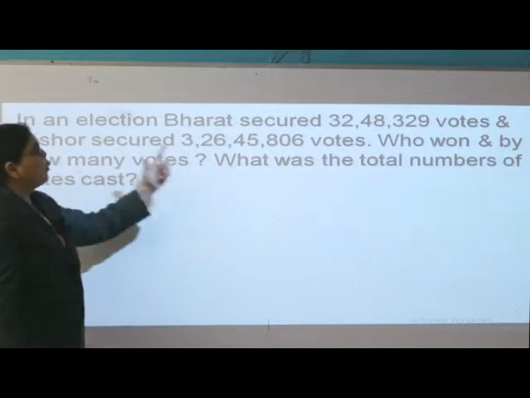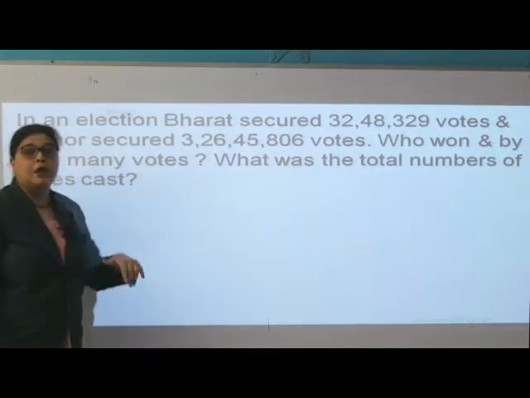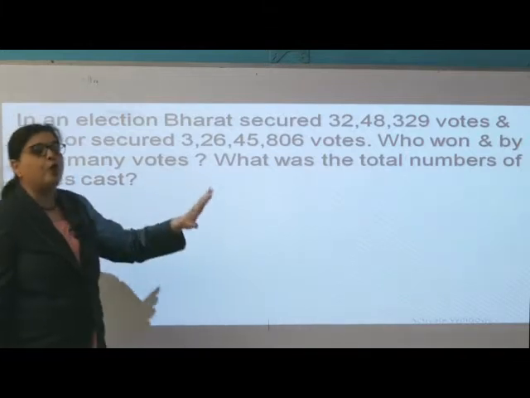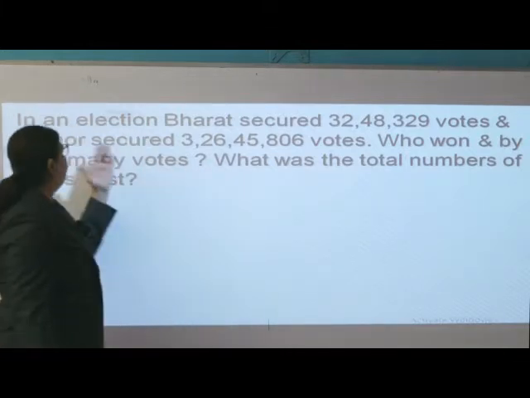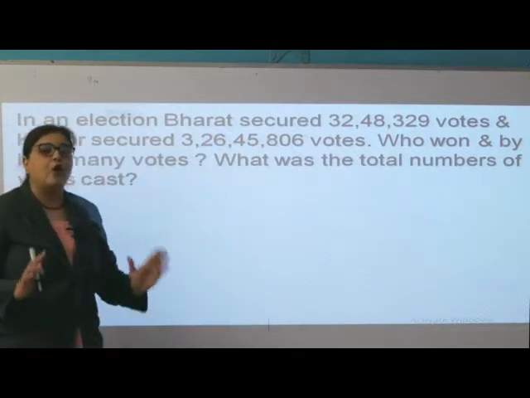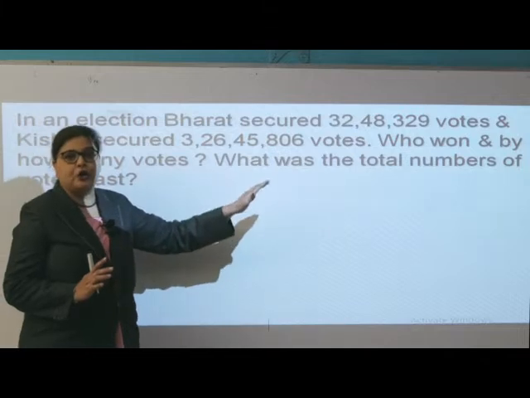Next question is, what was the total number of votes cast? The word itself says total, means we have to go for the addition of Kishore's and Bharat's votes. So the total votes cast is how much? So we have to do addition of this.